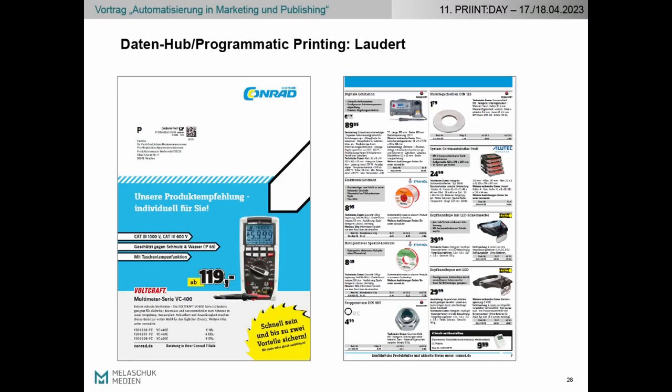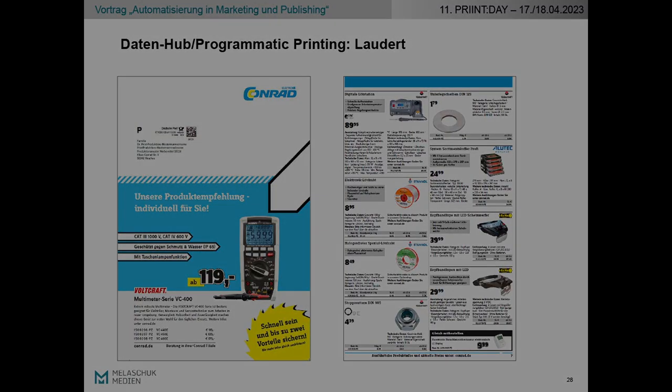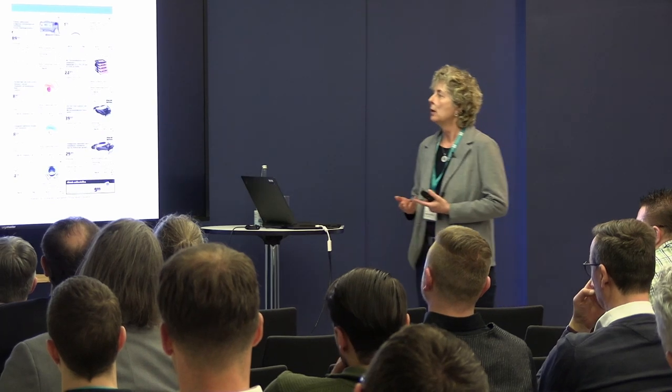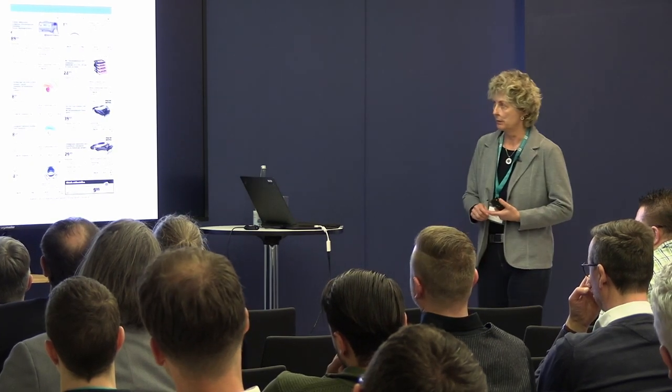One important area of application is programmatic printing, for instance. And we also have an example here. This was kindly provided by Konrad and Laudert. This is a Konrad mailing that gives me media data, product data, CRM data, and I also have web shop data with recommendation engine information. So what will the recipients most probably buy? And this is then all compiled in these mailings.